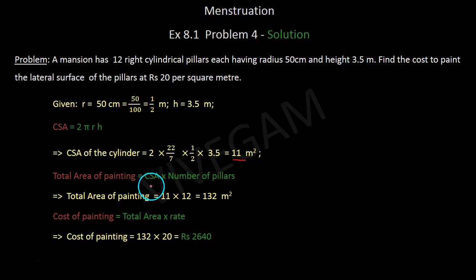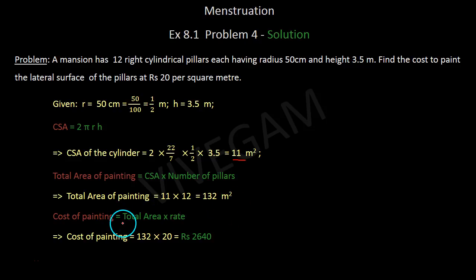Next, total area of painting is CSA into number of pillars, because we want to paint 12 pillars. Okay, and CSA gives you the area of painting for 1 pillar. So CSA is 11. So 11 into number of pillars, 12. So 11 into 12, that is equal to 132 square meters.